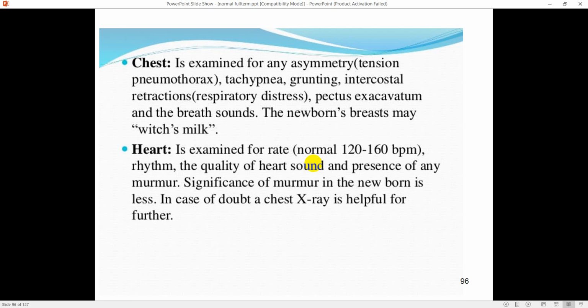And also we need to examine the heart, calculate the heart rate, which is between 120 and 160 beats per minute. We look for the rhythm and the quality of the heart sound, and if murmur is present or not, in order to do other steps of investigations like X-ray or echo.